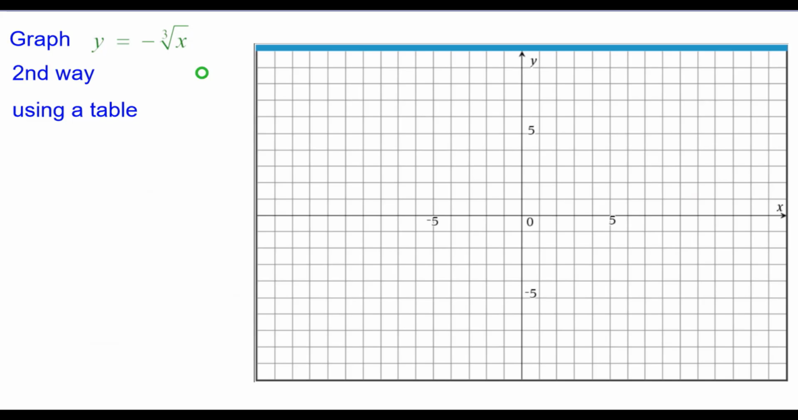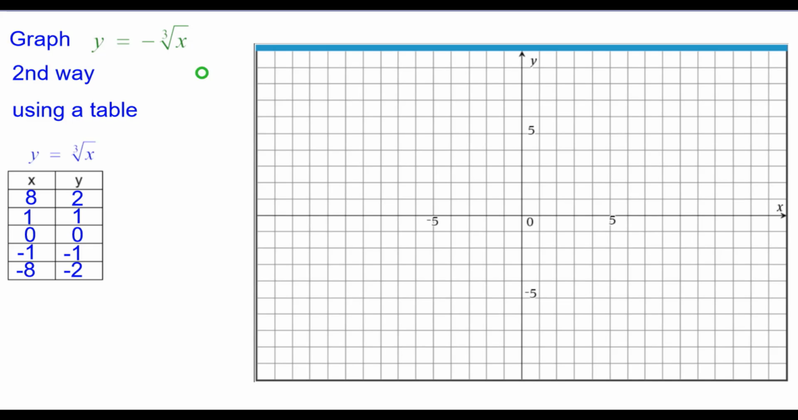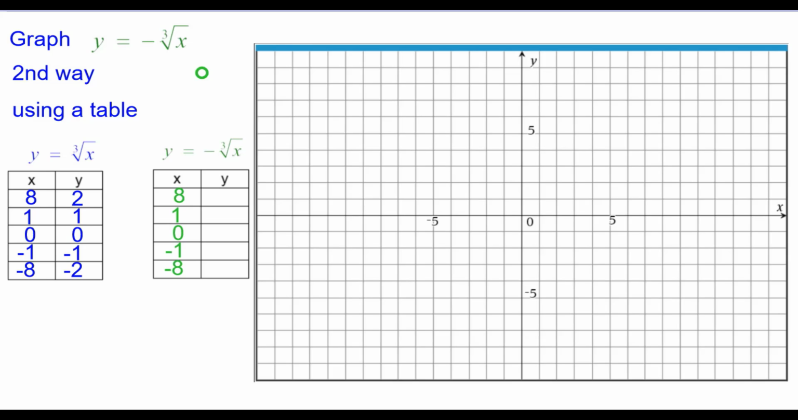Second way, using a table. We'll start off with these 5 ordered pairs from the traditional y equals the cube root of x graph. And we're going to take the opposite of each of the y-coordinates.